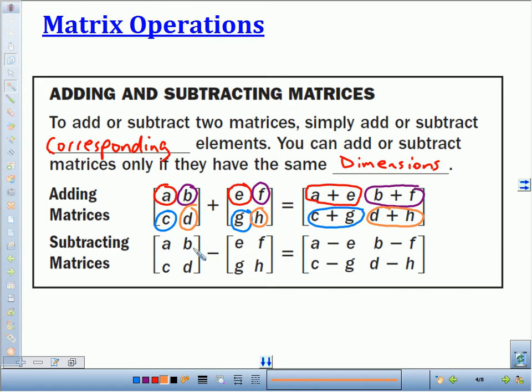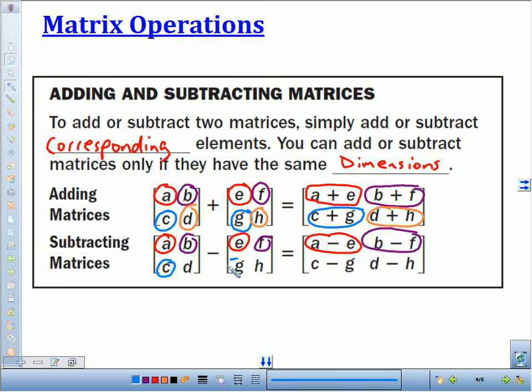I can do the same thing when I'm subtracting. Again, I have A and E, but this time it's A minus E. I have B and F, again, and B minus F.